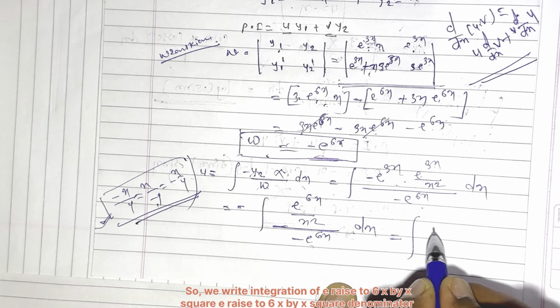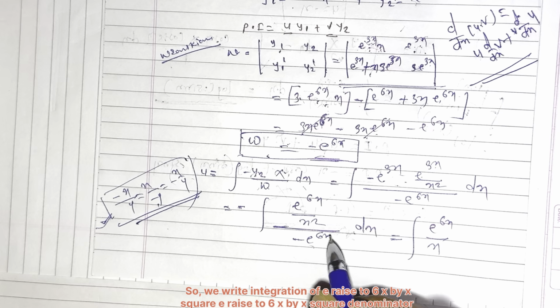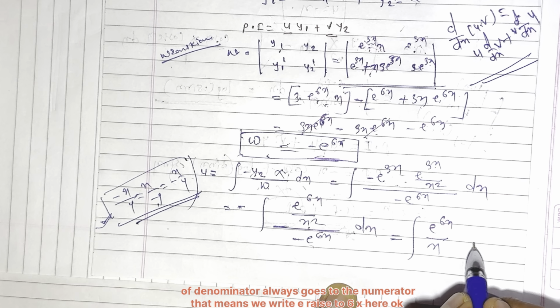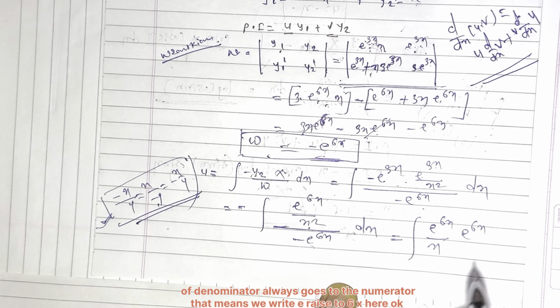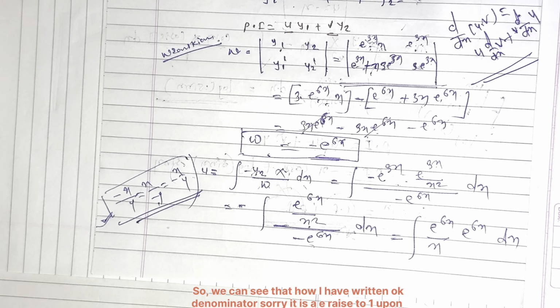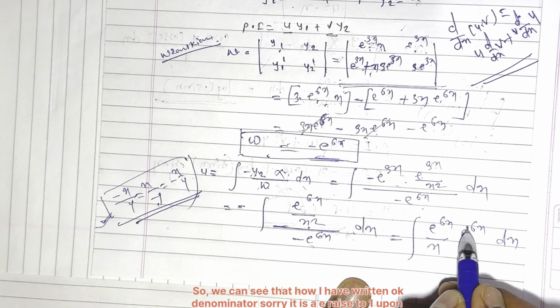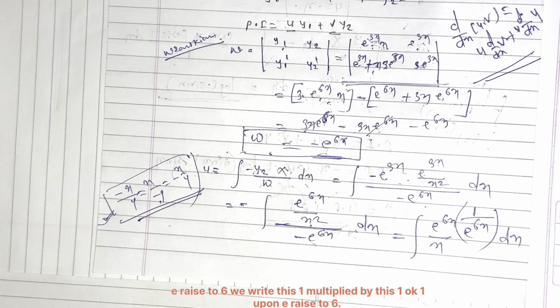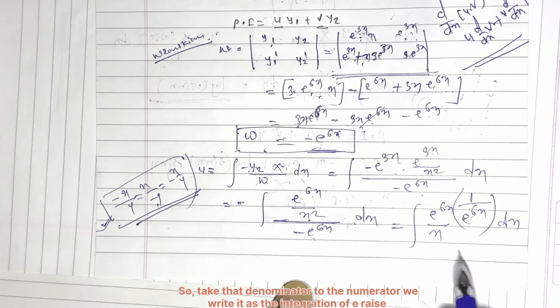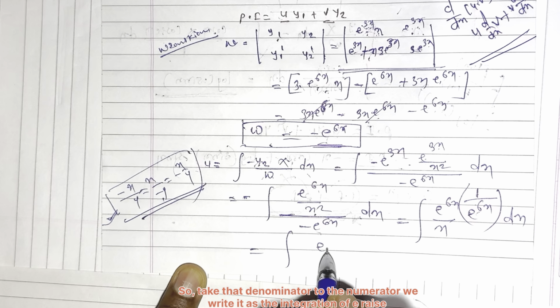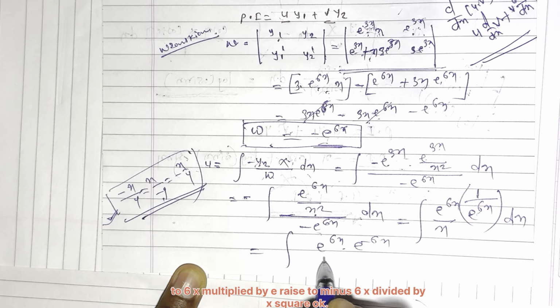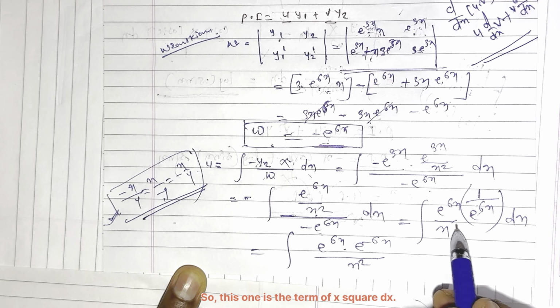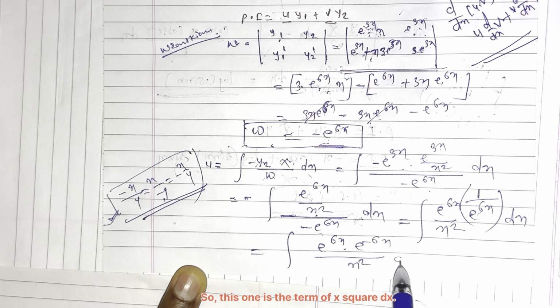So we write integration of e raised to 6x by x square, and the denominator's denominator always goes to the numerator, that means we write e raised to 6x here, dx. You can see how I have written it: 1 upon e raised to cx. We write this one multiplied by this one. So take that denominator to the numerator. We write it as the integration of e raised to 6x multiplied by e raised to minus 6x divided by x square dx.